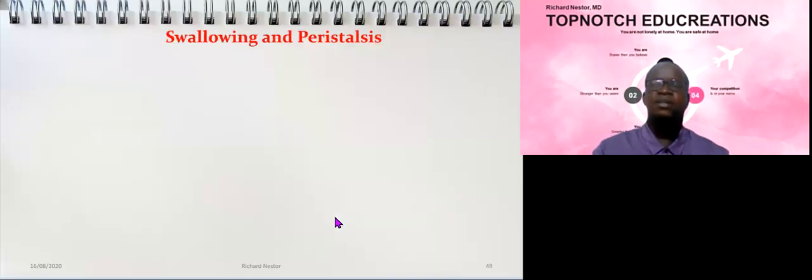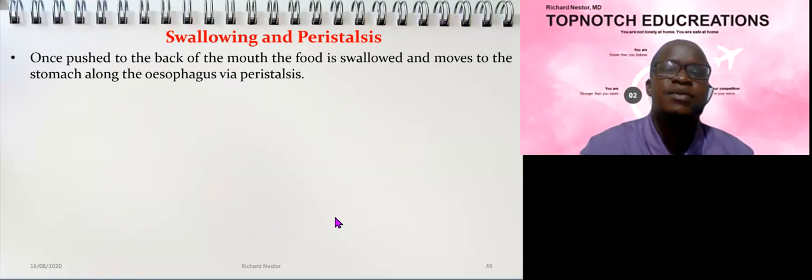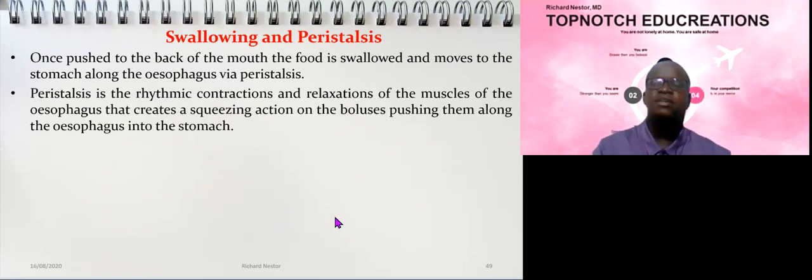Now, once the food has been chewed and rolled into boluses, that is, smaller rounded masses of food, it will be pushed into the back of the mouth where it is swallowed. And once swallowing takes place, the boluses will be pushed into the esophagus, where they are moved into the stomach through a process we refer to as peristalsis. Peristalsis is one of the most misspelled words in the topic of nutrition, which is very important for students to take note of. Normalize writing this word correctly, and some practice can go a long way in mastering that.